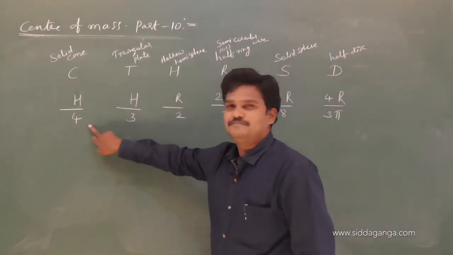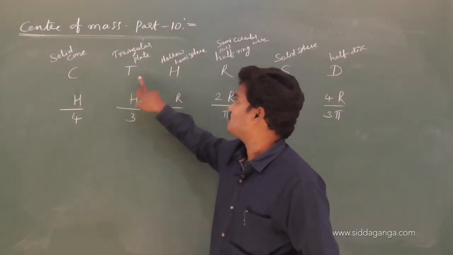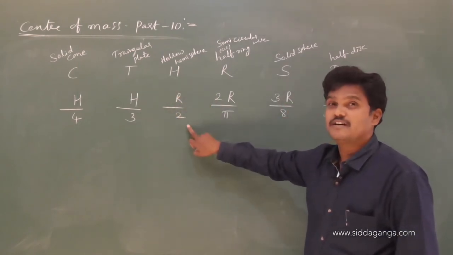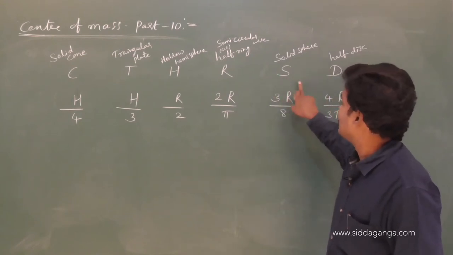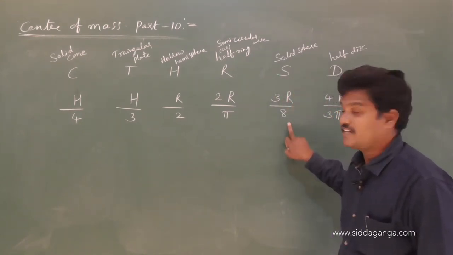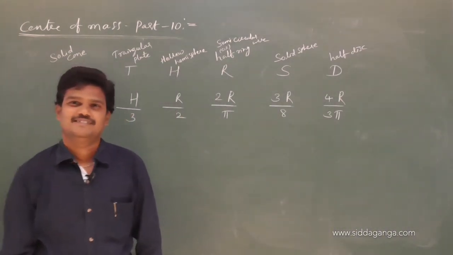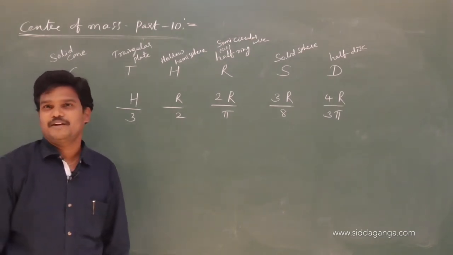Solid cone formula, we got it just now, in the last class we derived it: H by 4. Triangular plate, H by 3. Hollow hemisphere, check it, R by 2. Half ring, 2R by pi. Solid sphere, 3R by 8. Half disc, verify once, 4R by 3 pi. What is the value? 4R by 3 pi.